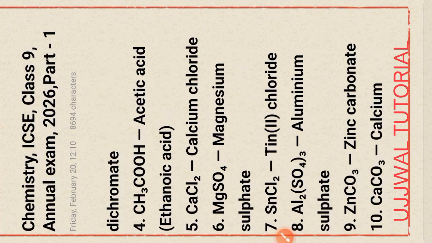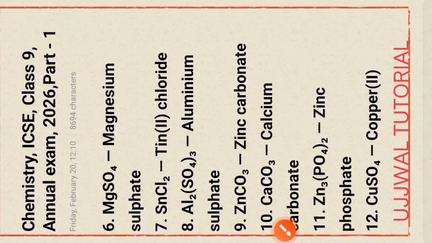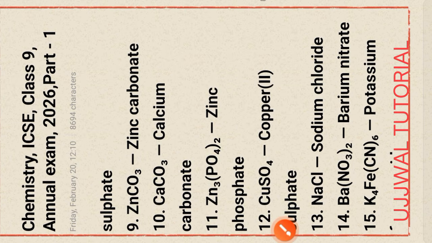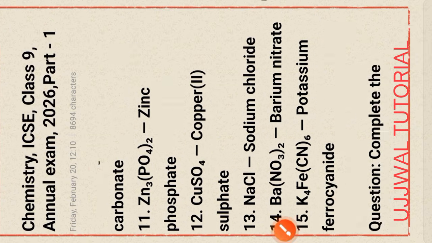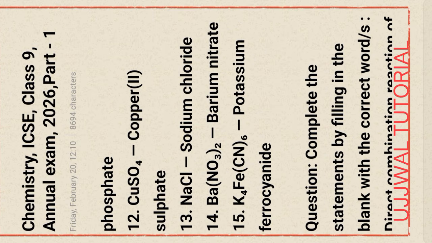CaCl2, calcium chloride. MgSO4, magnesium sulfate. SnCl2, tin chloride. Al2(SO4)3, aluminum sulfate. ZnCO3, zinc carbonate. CaCO3, calcium carbonate. Zn3(PO4)2, zinc phosphate. CuSO4, copper sulfate. NaCl, sodium chloride. Ba(NO3)2, barium nitrate. K4[Fe(CN)6], that is potassium ferrocyanide.